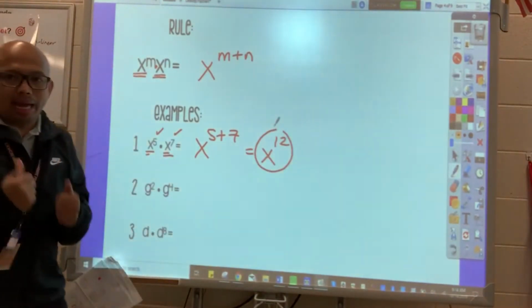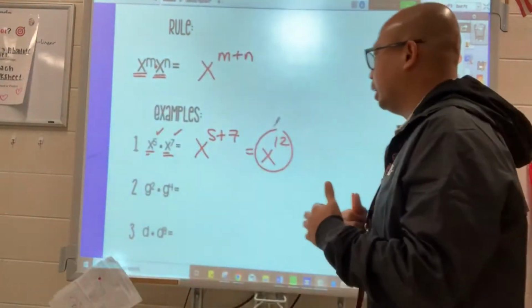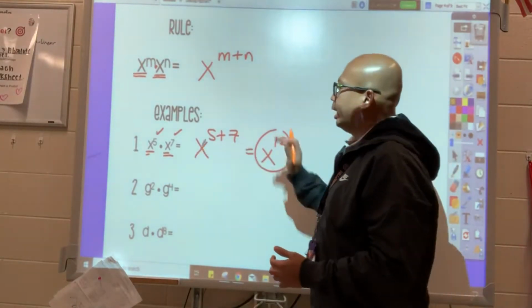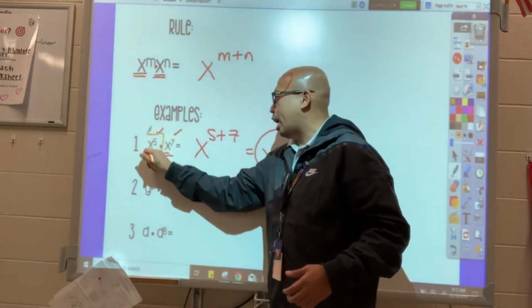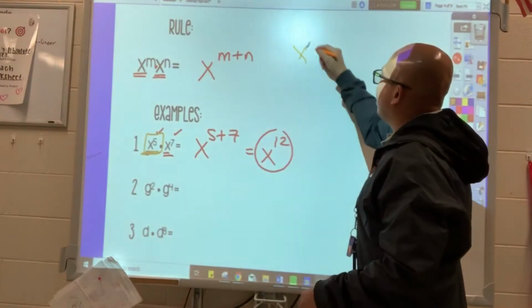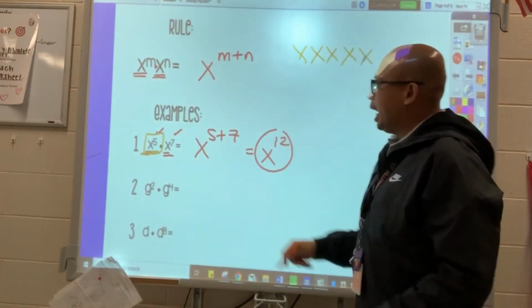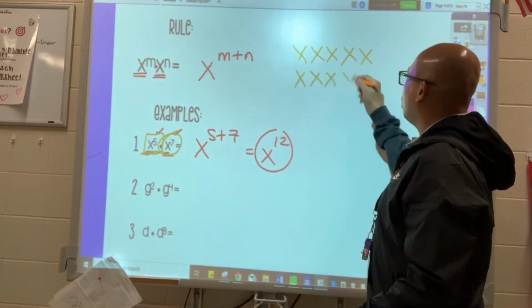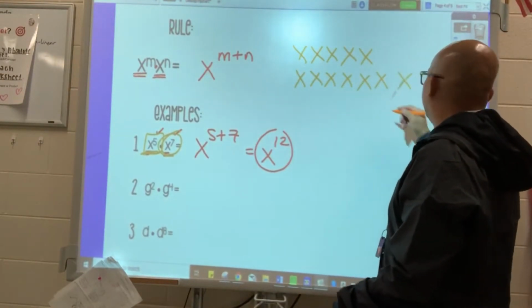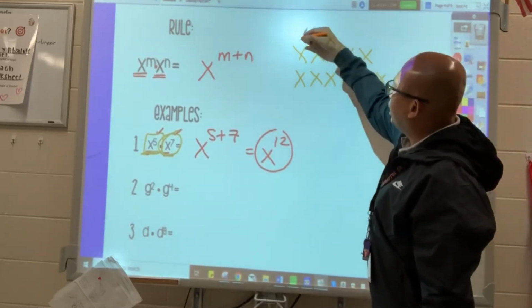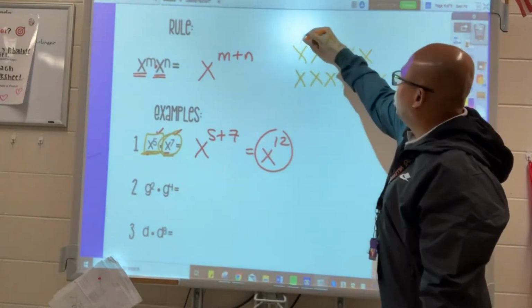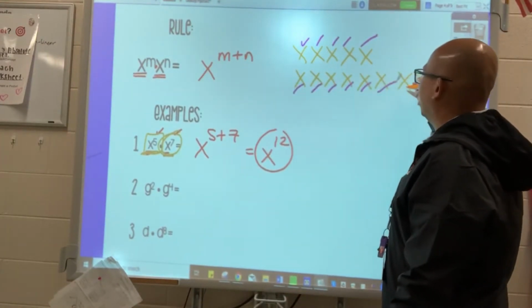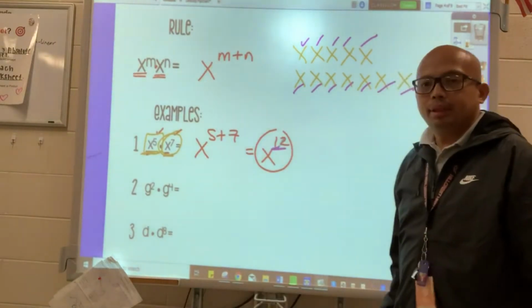What's the logic behind the rule? Let me teach you some logic here. I don't want to just give you the rule. What's the reason why you're adding them? Let me ask you, how many x's do you have in x to the 5th? There are 5 x's. Do you agree? And how many x's do you have right here? 7. 1, 2, 3, 4, 5, 6, 7. If you multiply them, how many x's are listed here? 1, 2, 3, 4, 5, 6, 7, 8, 9, 10, 11, 12. And that's why it's 12 over there. That's the reason behind it.